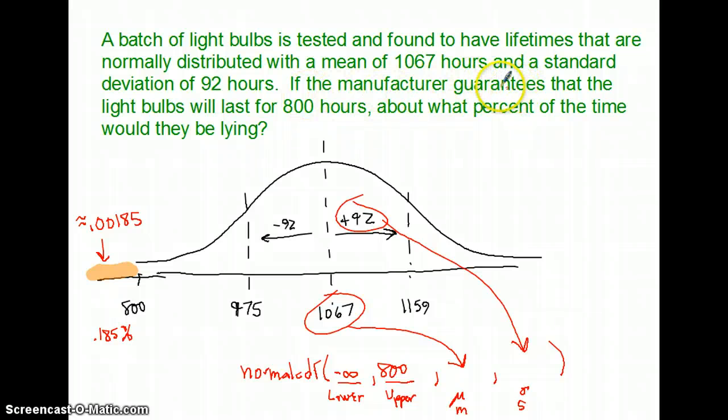If you were the person guaranteeing and you wanted to sell your light bulbs, you might pick a number like, oh, it looks like it's 92 standard deviation, 1,067 hours. 1,000 is a nice round number. What if the guarantee were instead 1,000 hours?